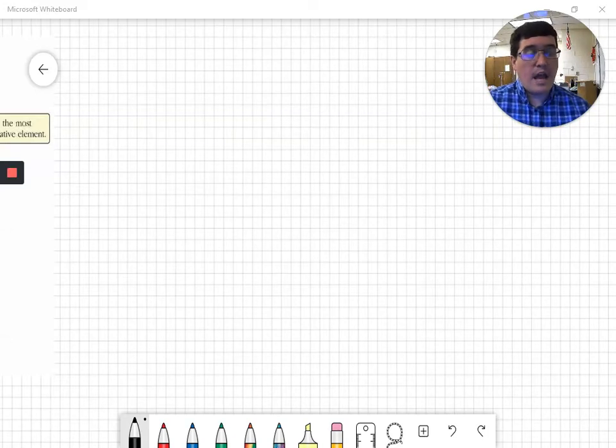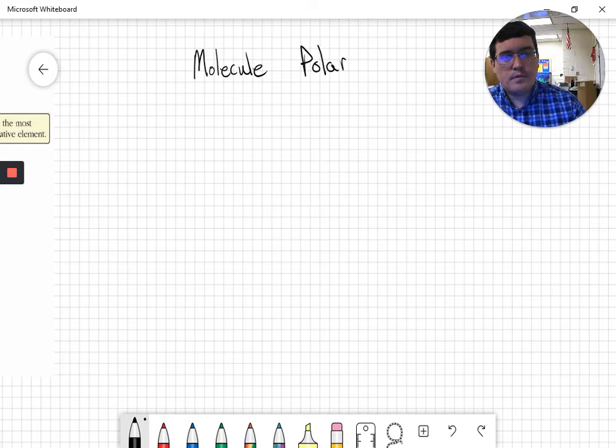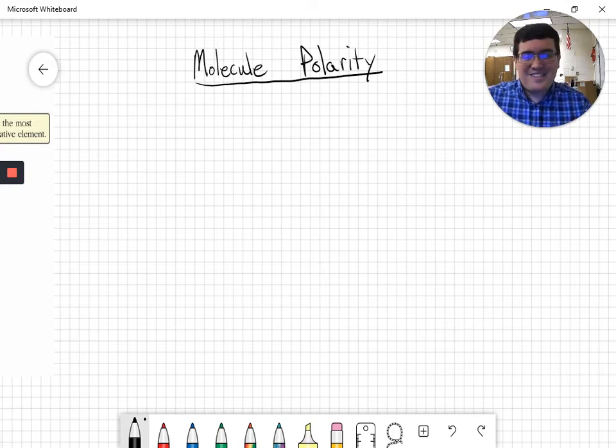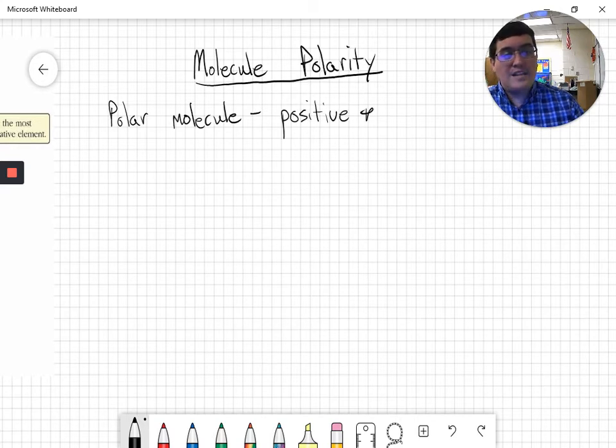All right. Now we are going to look at what happens when we take bond polarity and put it all together, and we look at molecule polarity. The term polar still applies to the same thing here. To have a polar molecule, we must have both a positive and negative end, right? The key here is both have to be there.